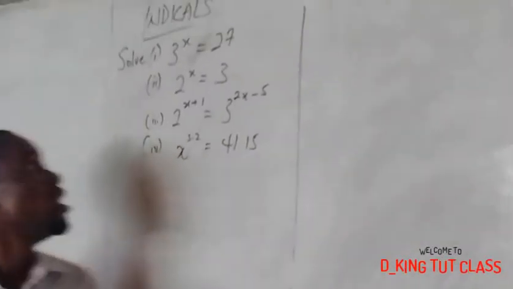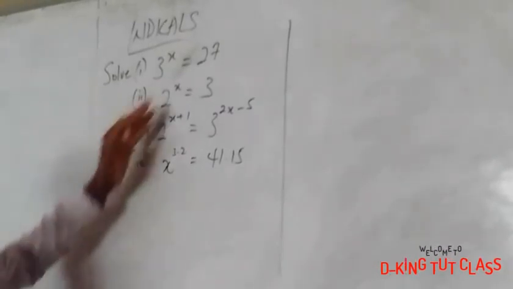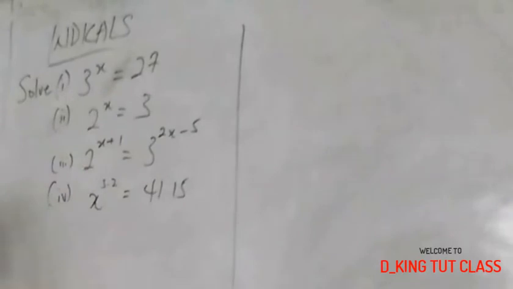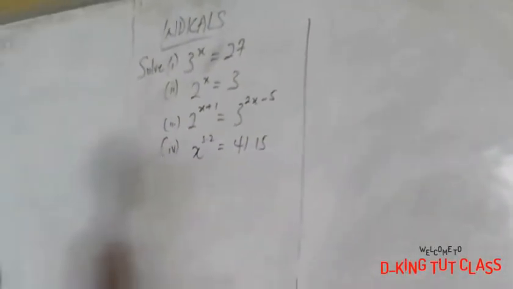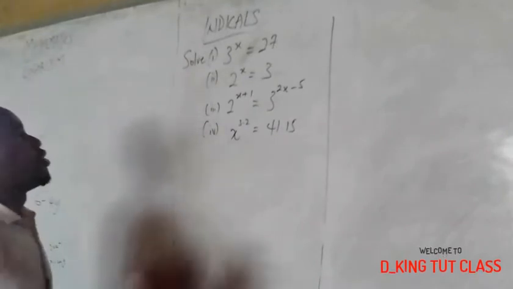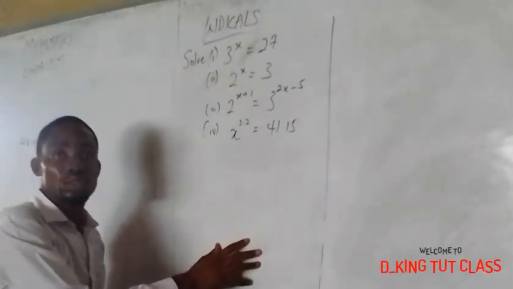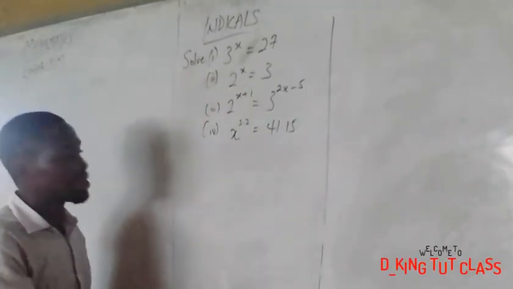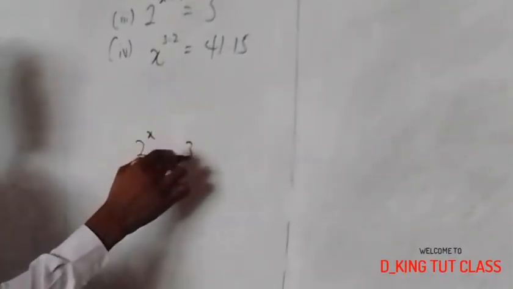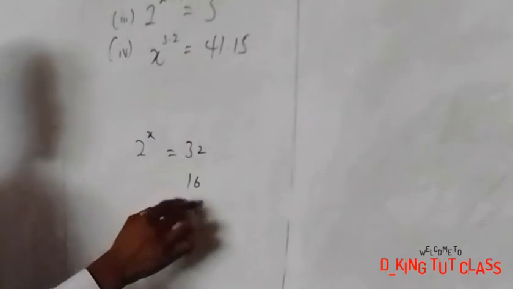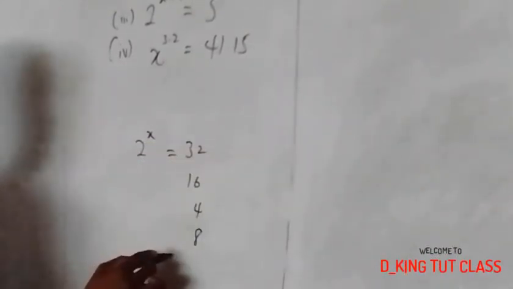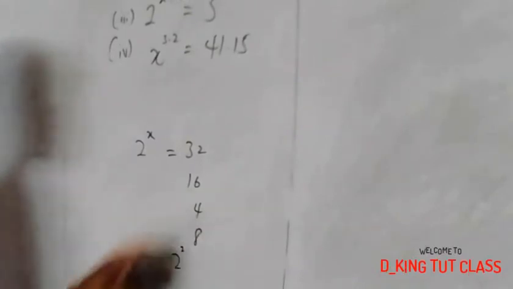For indices now, seeing these equations, we have 3 raised to power x equals 27, 2 raised to power x equals 3, 2 raised to power x plus 1 equals this, and number 4. Now, in this case, the way we are solving it is going to be different. Why? Because for our normal way of solving indices, if I have 2 raised to power x, I'm going to have something like 32, or 16, or 4, or 8, such that I can write any of these as 2 raised to power something.